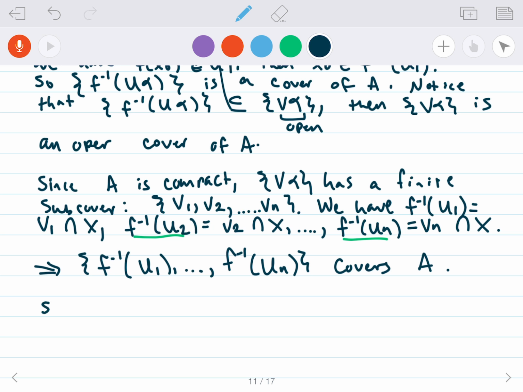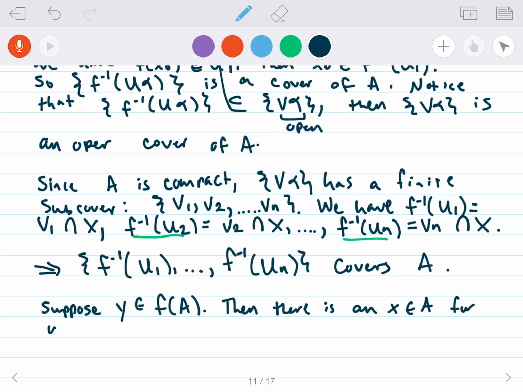So suppose we have something in the image. We want to show that it's covered by the finite U1 through UN. Okay, so suppose this is in the image. What does it mean to be in the image? Then there is an X in A for which f of X equals Y.